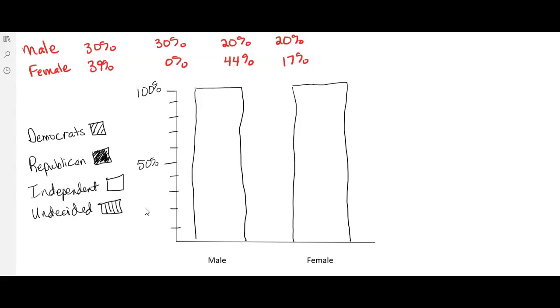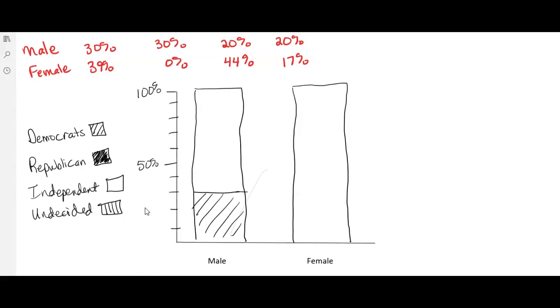Okay, so we'll start with Democrats. And so male is 30%, so I draw the line at 30%, and then I draw my hashes. Female, whoa, what happened there? Hold on, something happened. You see that? Okay, female is 39%. So what is going on there? Hold on. Okay, so what matters is that female is pretty close to 40%, but it's definitely higher than the males.